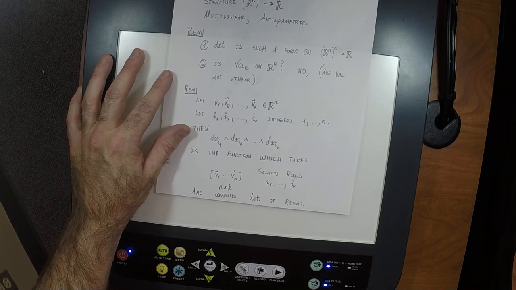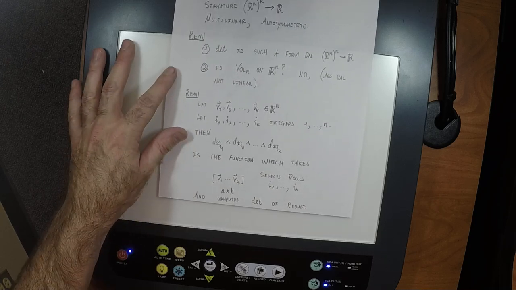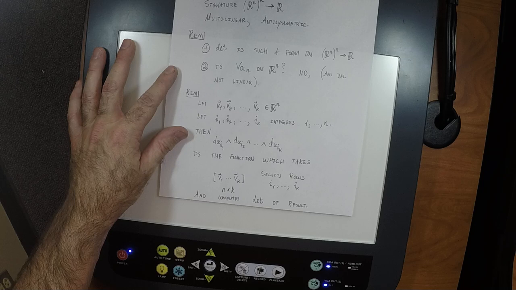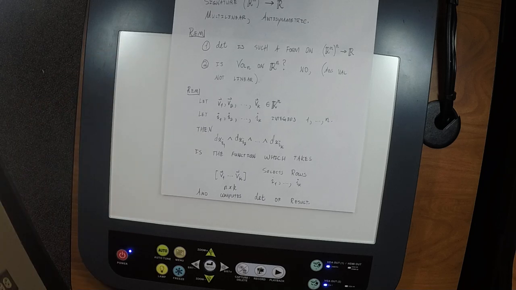Yes? This only works when K is less than N. That's true. Why would it only work if K is less than N? It would be like saying if we have a very wide rectangle. But that's not how this rule works. We'll see why that is next time, why we can still make sense of this.